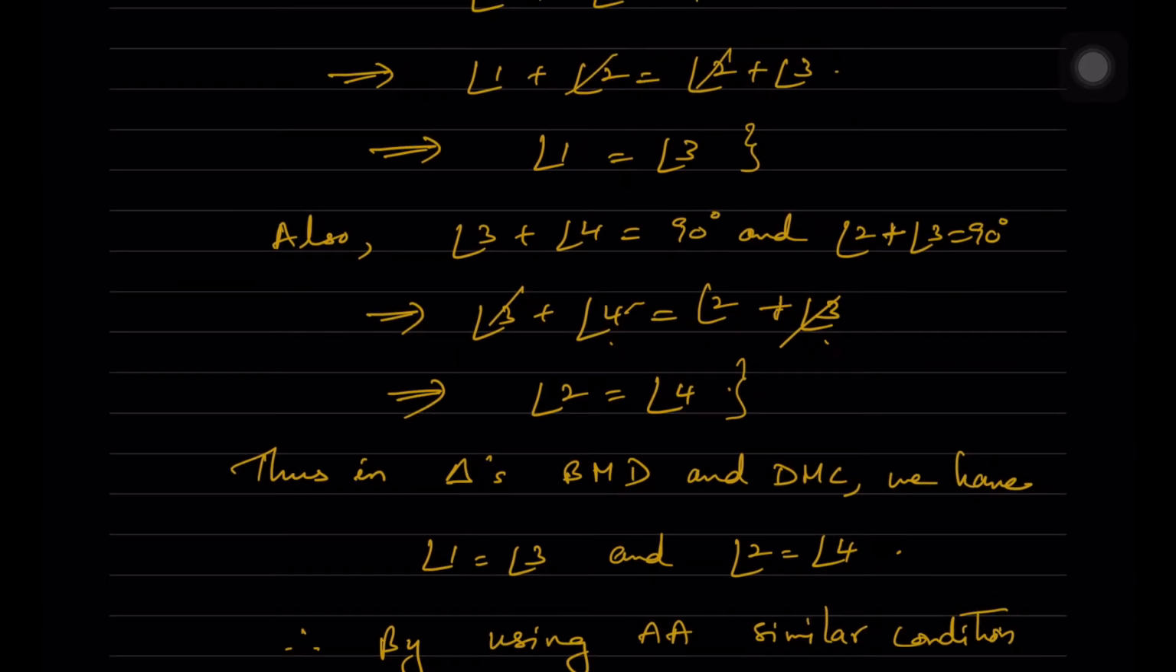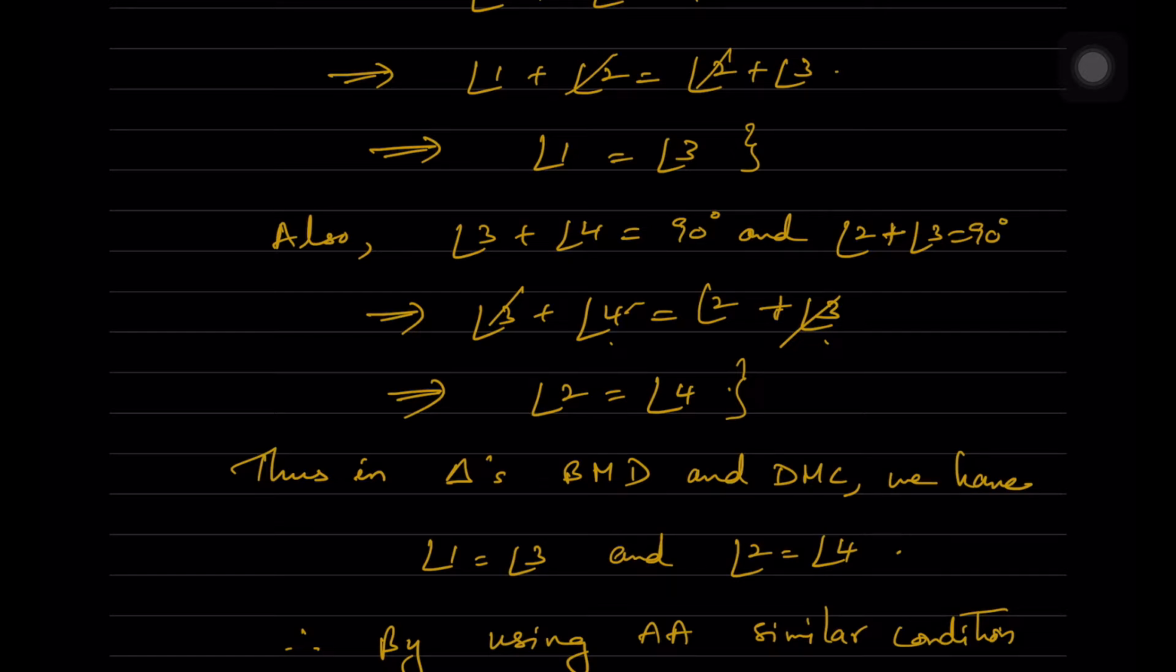Also similarly, we can show that angle 3 plus angle 4 is equal to 90, and angle 2 plus angle 3 is equal to 90 degrees. Therefore, if you equate both of them, because the right hand side is 90, angle 3 is cancelled over here. So therefore angle 2 is equal to angle 4.